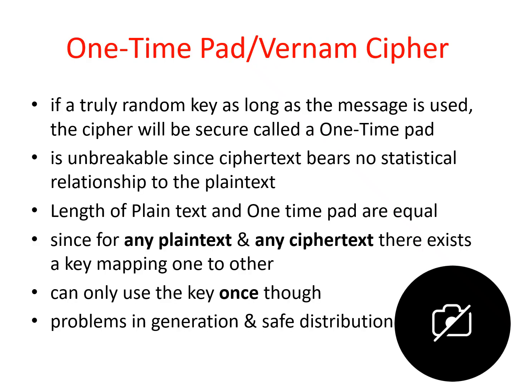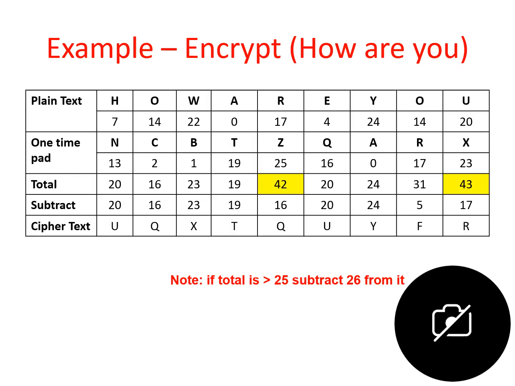So next one, one-time pad. One-time pad uses a random key. Here the key length is equal to the message length. The key is used only once. Advantages: it is statistically unbreakable. Limitations are difficult key generation and difficult key distribution.